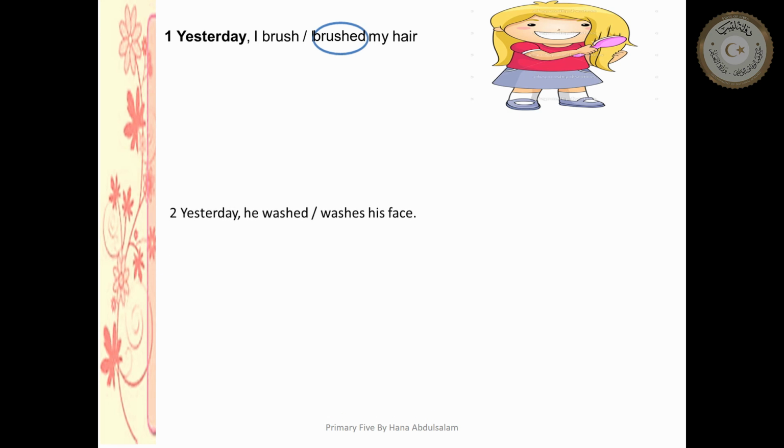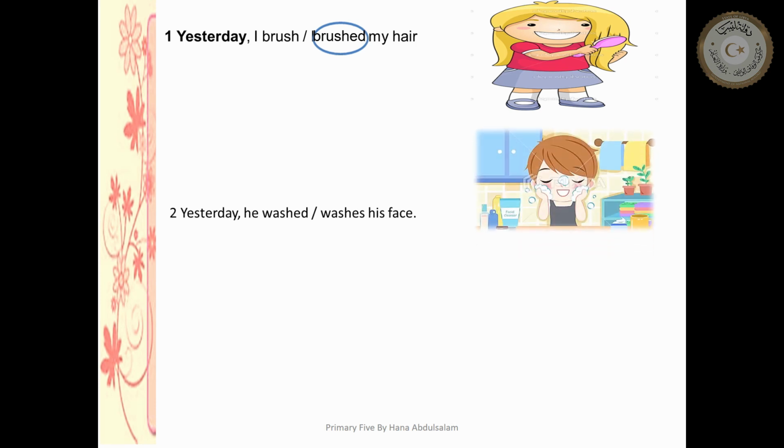Now the second picture and the second sentence. Yesterday, he washes his face. We are still in yesterday, أمس, in the past. Can you see this boy? Wash, يغسل, wash his face. So which one is correct? Washed. Why washed? Because it is a regular verb, we add ed.